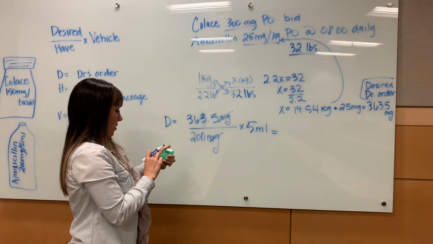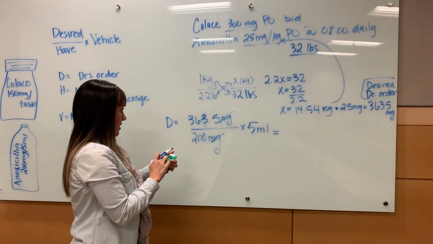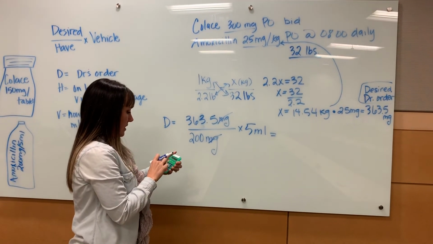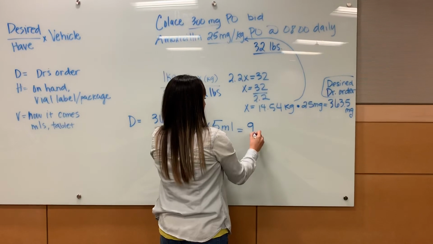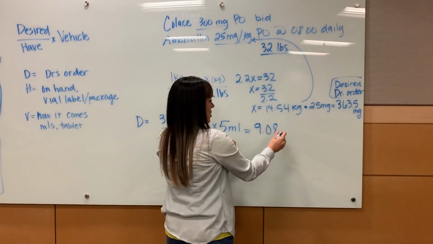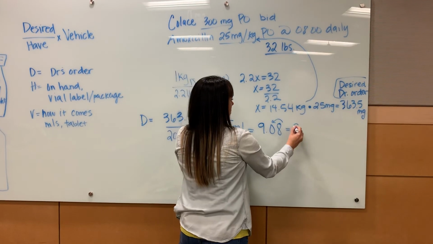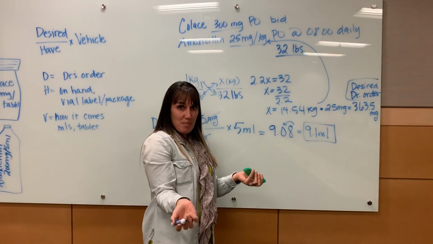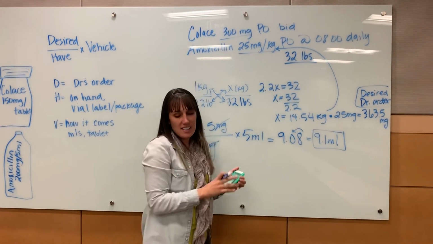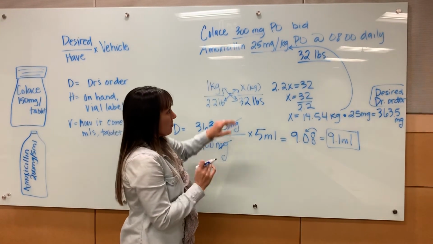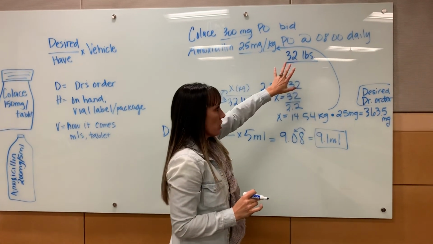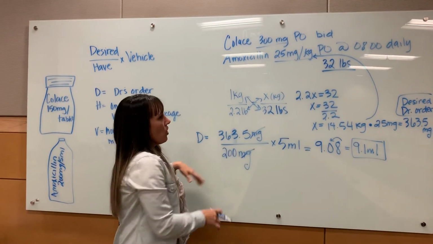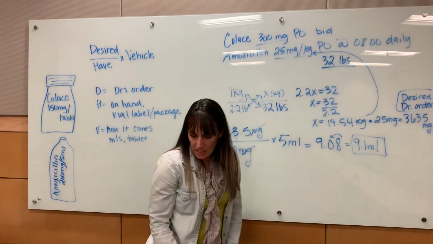So we'll do 363.5 divided by 200 equals 1.8175, times 5 equals 9.08, which by rounding rules is going to turn into 9.1 mils. Pretty cool. We ended up with the same answer as our dimensional analysis. So you really can do it either way. You can calculate your pounds and kilograms first and then plug it back into the original order and then do your desired over have, or you can just do your one long equation, which is dimensional analysis.